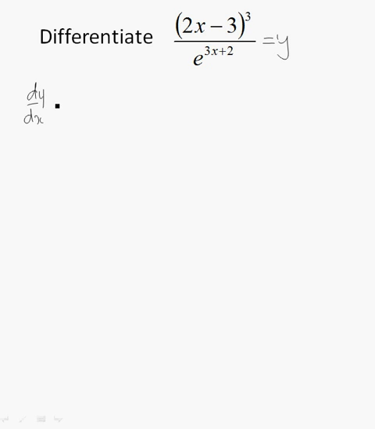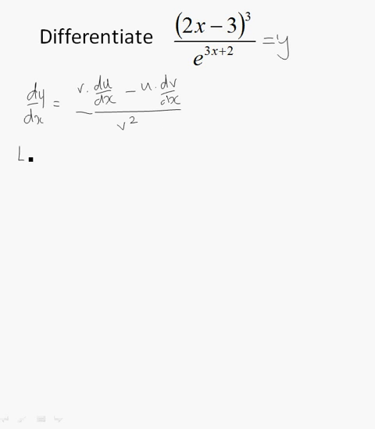Well, from the notes, dy by dx is given by v times du by dx minus u times dv by dx, all divided by v squared. So we need to identify what u and v are, find their derivatives, put everything into this formula here, and then tidy it up.